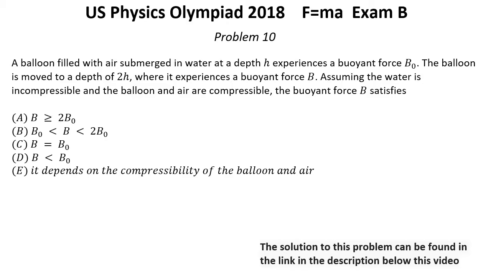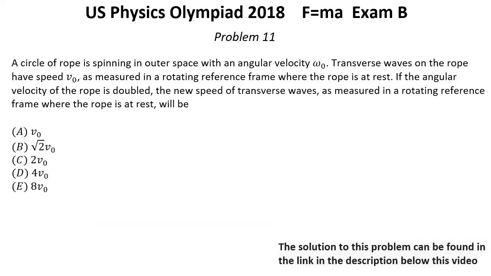Solution for problem number 10. The buoyant force is rho v, where rho is the density of water and v is the volume of water displaced. Since the water is incompressible, rho is constant, while v decreases since the balloon and air are compressed. So it means that B must be less than B0. And this is the answer D. And this is the correct solution for problem number 10.